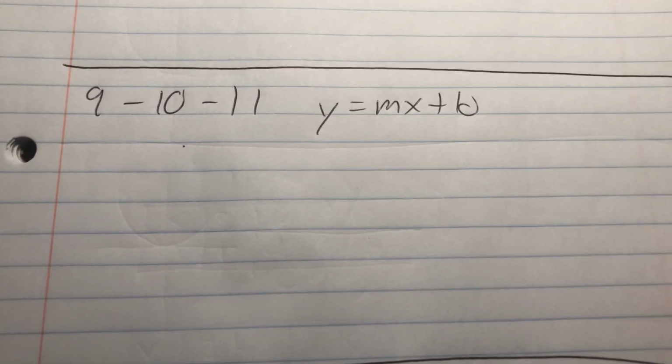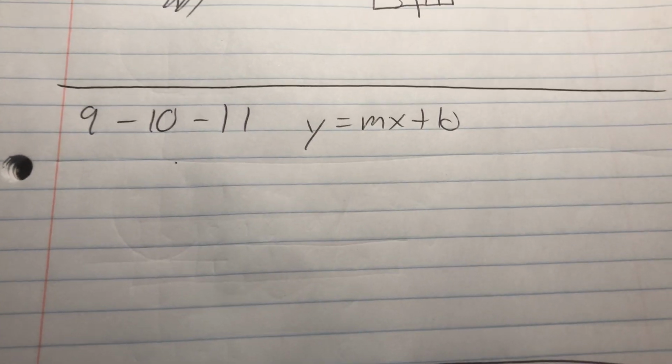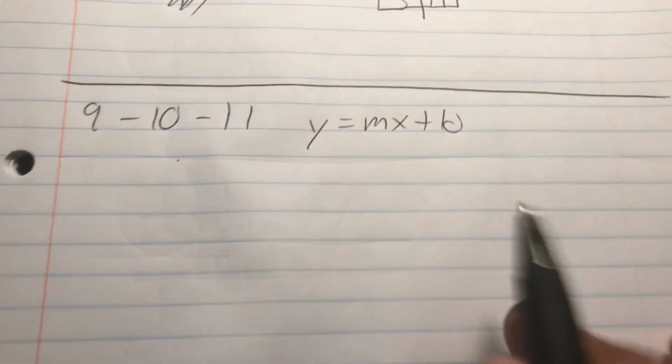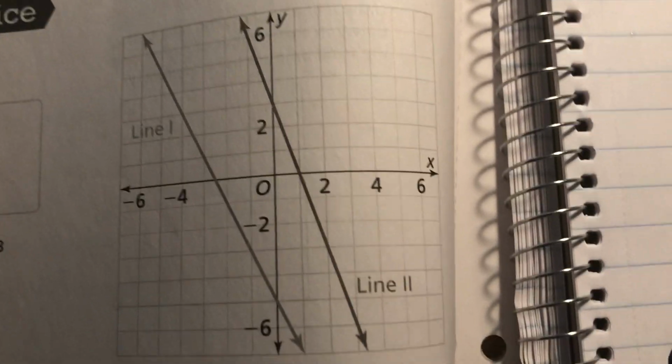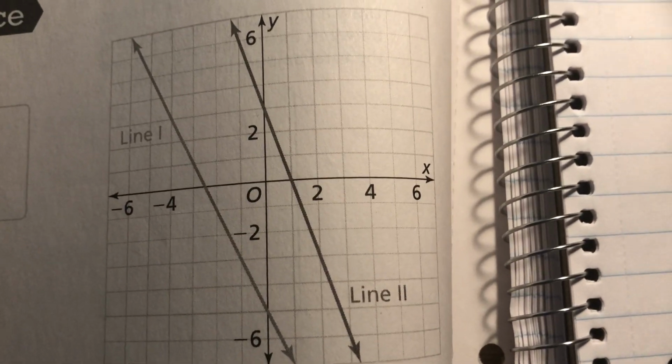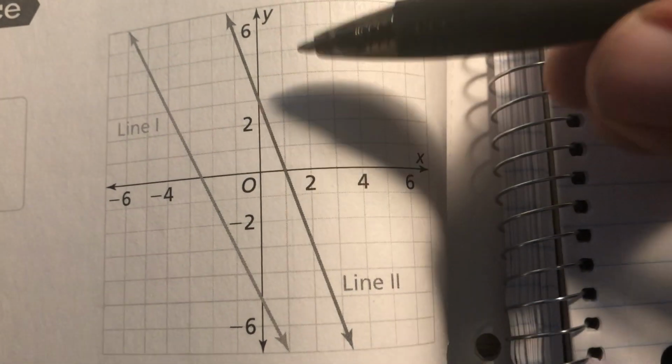Number 9, 10, and 11, I'm going to be showing you a graph, and you're going to be writing the equation for that graph. Now, I have a graph right here as an example, because something drawn by hand is not going to give us the same feeling. So let's do this one first, okay?